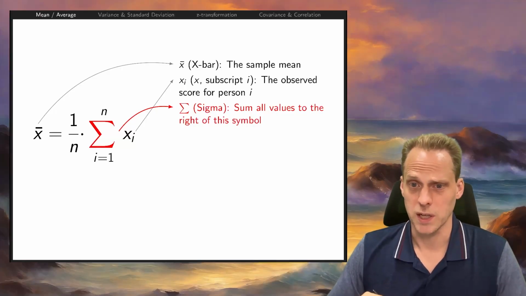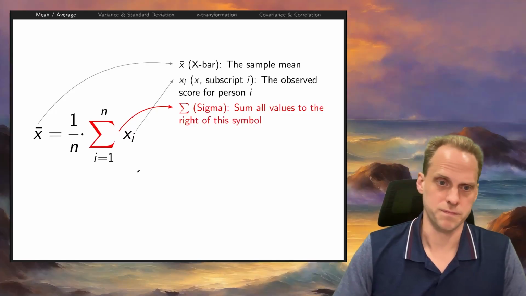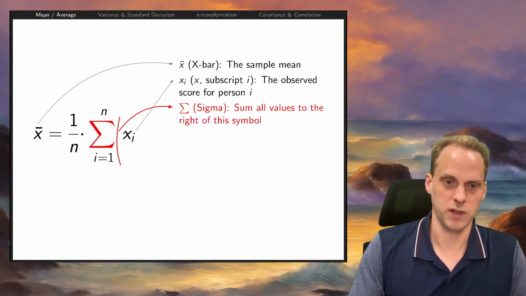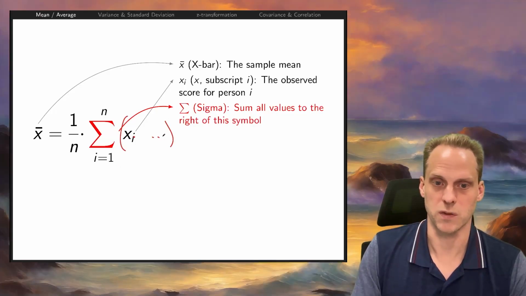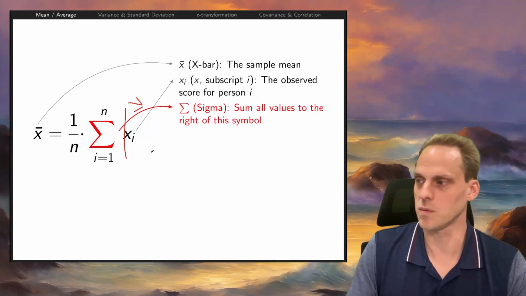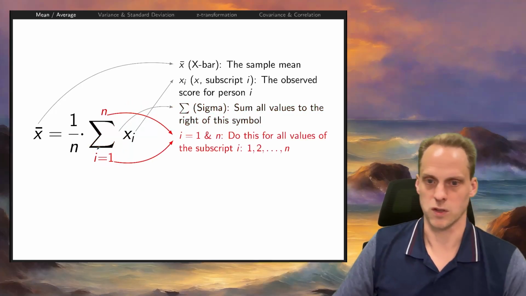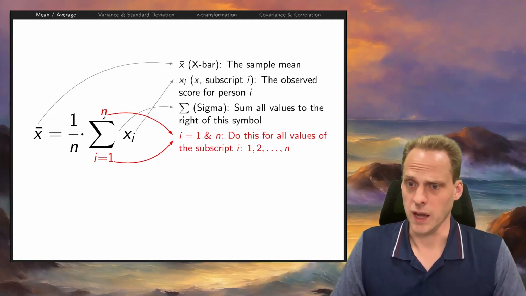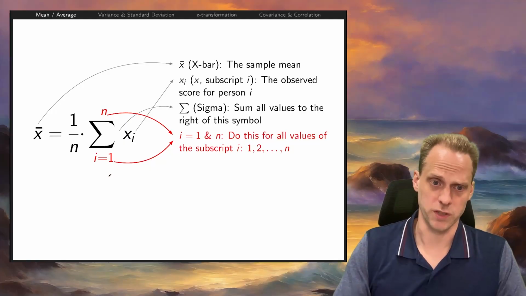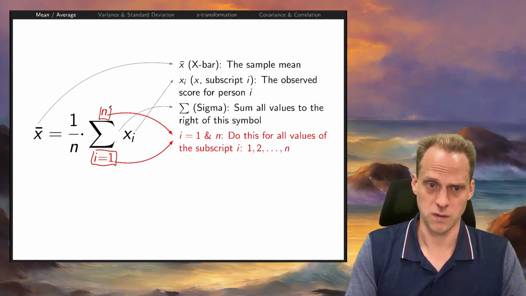So this big capital letter sigma means sum all values to the right of the symbol. So we have the symbol here, everything to the right of it, and sometimes you actually see the notation where you have brackets to indicate what you're actually summing. If you don't have it, literally everything to the right of it is being summed over all values of i. So those are these subscripts below and superscripts above, i equals 1 and n. What this refers to is we start at i equals 1 and we end when i equals n.